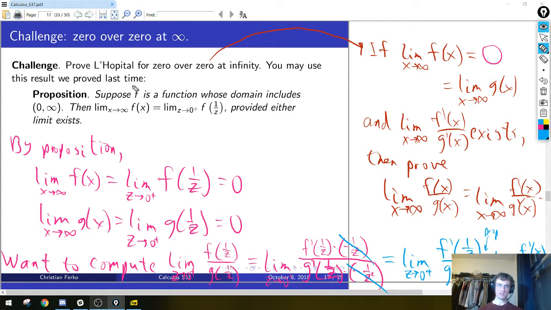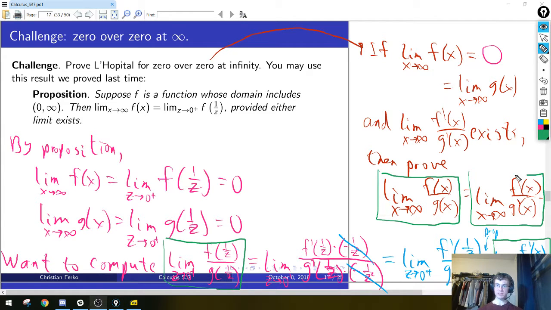So now we're just applying this proposition to the whole function, the ratio. If the right side limit exists, then it's equal to the one on the left side, where here f is this f prime over g prime. That's exactly what we wanted to prove, because the thing we started with on the left was a rewriting of the left side of what we wanted to prove, and the thing we ended with on the right is exactly the right side. So we've shown that these two limits are equal for the case of 0 over 0 at infinity, which was the goal.